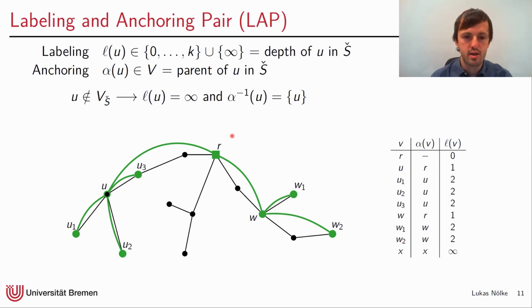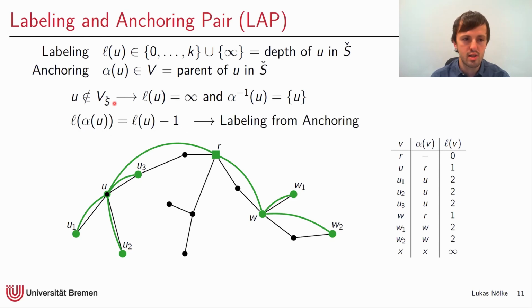And when the labeling and anchoring such as here are consistent, that is for every vertex U, the label of its anchor is exactly 1 lower than its own label, then we speak of a labeling anchoring pair, or short LAP. Now this may seem a bit redundant because whenever we are just given an anchoring, we may ensure that this condition holds for a labeling and thereby produce a unique labeling from an anchoring, simply by starting at the root, which has label 0, and then considering the next vertices that are anchored to the root, giving them the label 1, and so on.